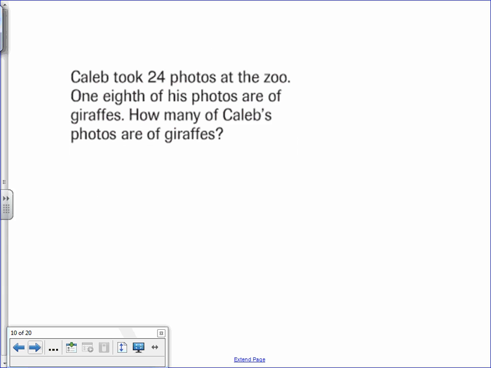All right, Caleb took 24 photos at the zoo. 1/8 of his photos are giraffes. How many of Caleb's photos are giraffes? So remember, when I'm finding 1/8 of 24, I can actually just do a division problem, or I can draw a picture.